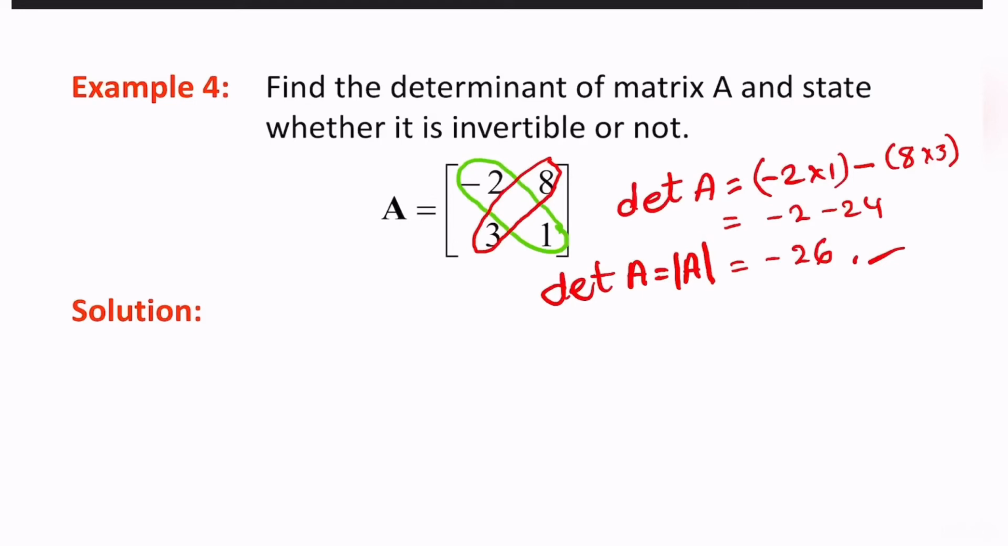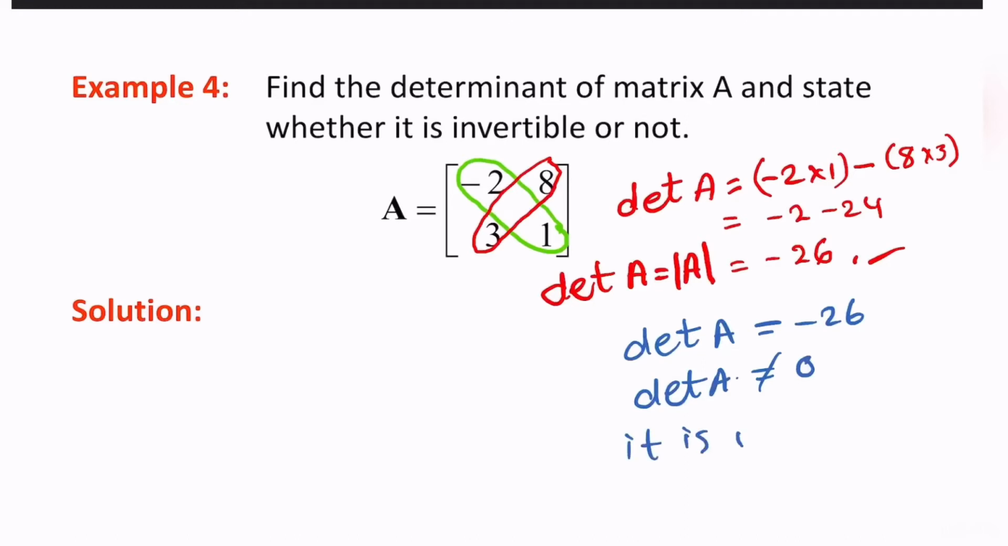Because the determinant of A is minus 26, which means it is not equal to 0, therefore it is invertible. That means we can find the inverse for it.